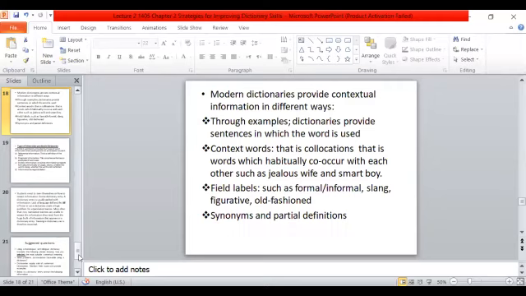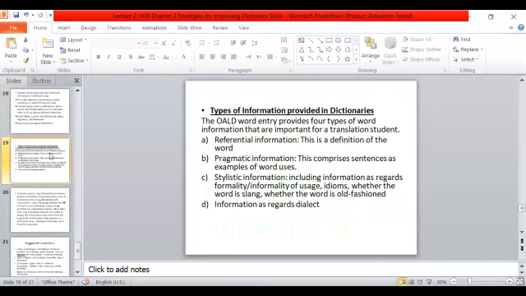Field labels. Dictionaries provide contextual information by giving field labels, saying, for example, that the word is either formal or informal, or it's slang or figurative, old-fashioned, or not used much now. Synonyms, and it also gives synonyms and partial definitions.